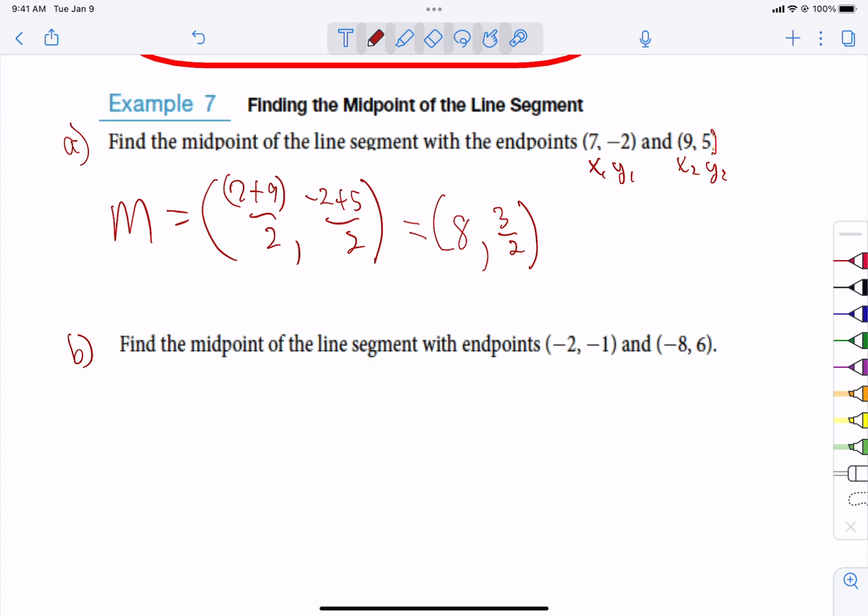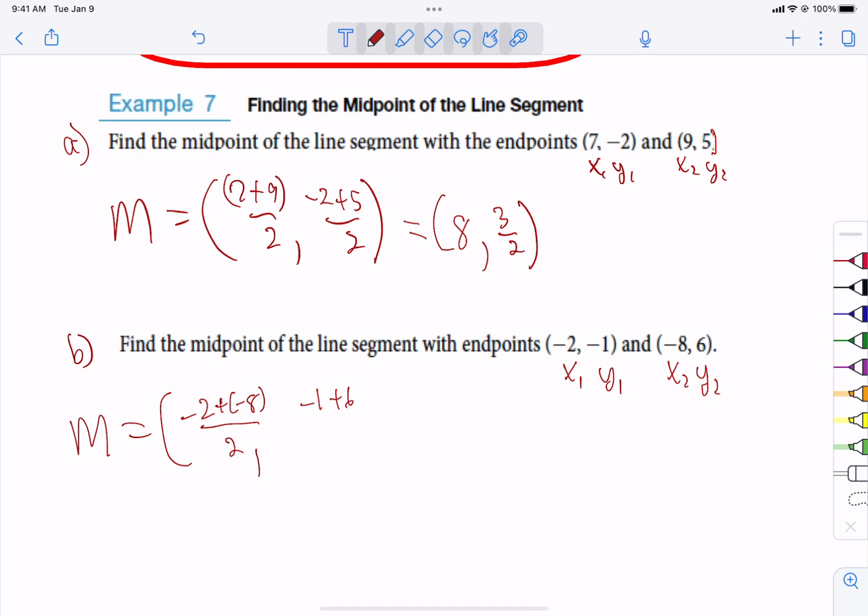Okay, so let's do 7b. We're going to label them x1, y1, and x2, y2. We're going to average up those x's, so -2 plus -8 over 2. And then we're going to average up the y's, -1 plus 6 over 2. -2 plus -8 is -10. Divide that by 2, get -5. -1 plus 6 is 5. Divide that by 2, we can't. So just leave it 5 over 2.